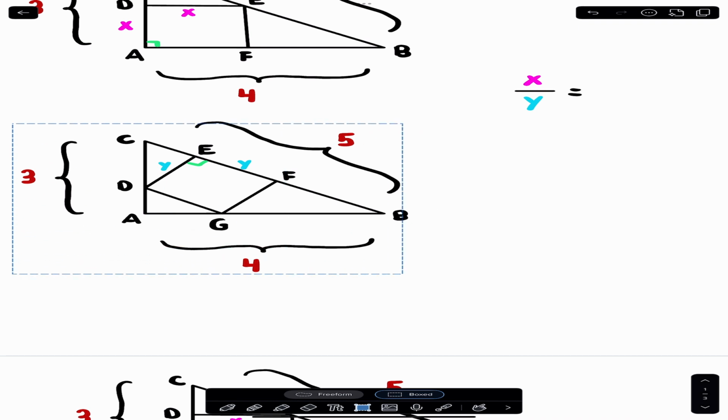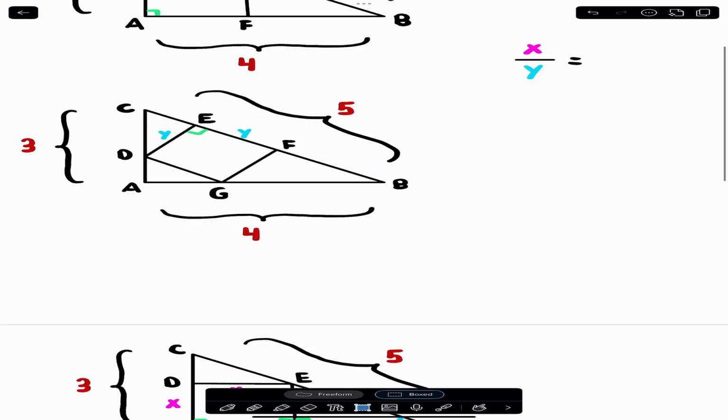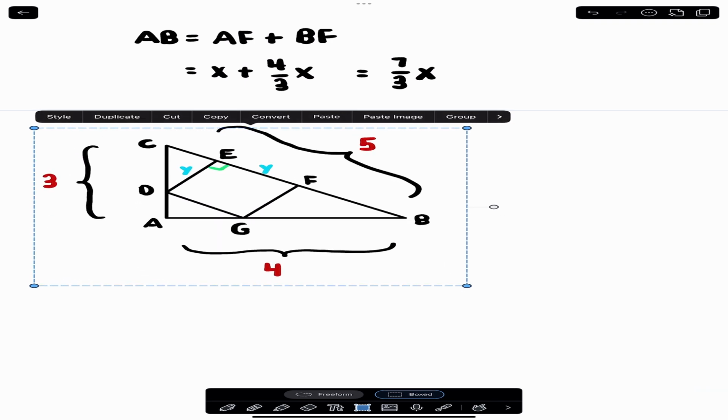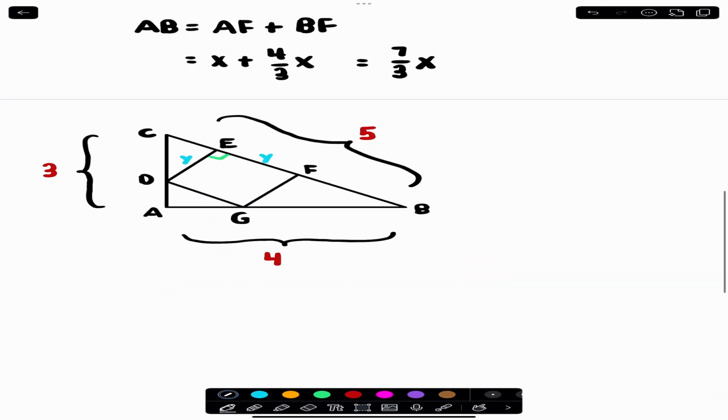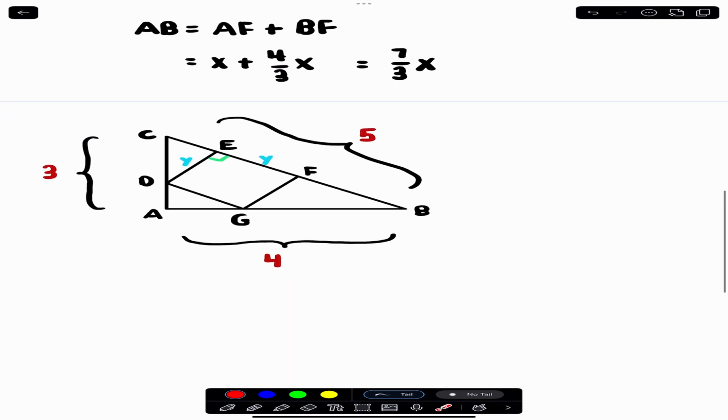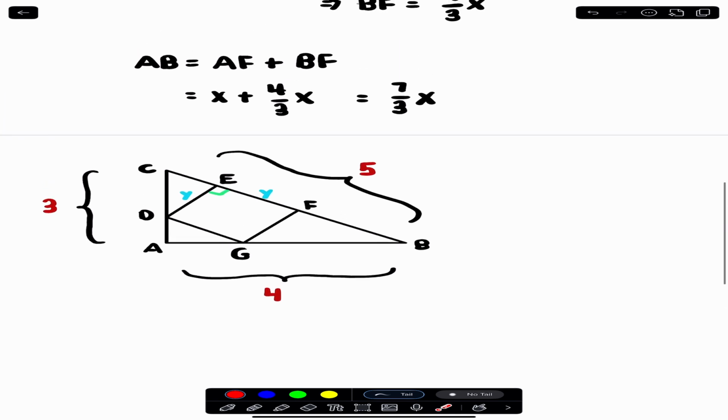Now I'm going to take the second diagram and do something similar. Let's see if we can rewrite AB in terms of y now, because we're working with y. And then if we can write AB in terms of y, we can set that equal to something in terms of x.